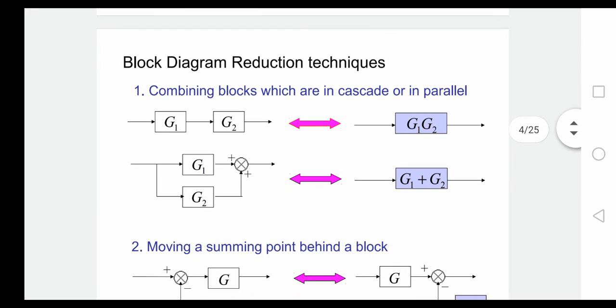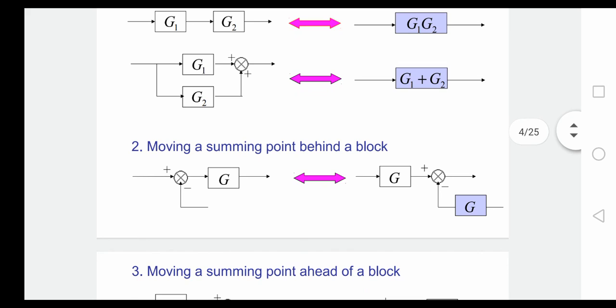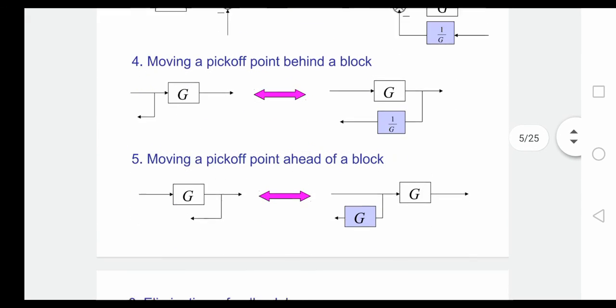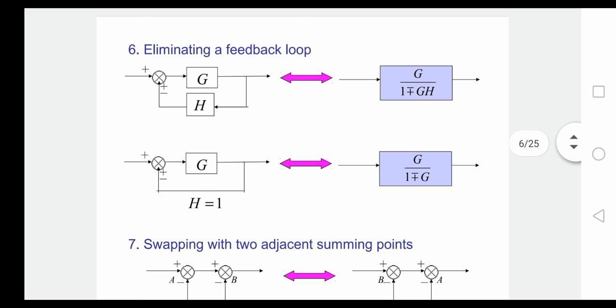From this, the two rules are one cascade and another parallel. Moving a summing point behind the block means you need to multiply with G. Ahead means you need to multiply with 1 by G. Pickup point behind means you need to multiply with 1 by G. Ahead means again G, and eliminating feed forward path, right?